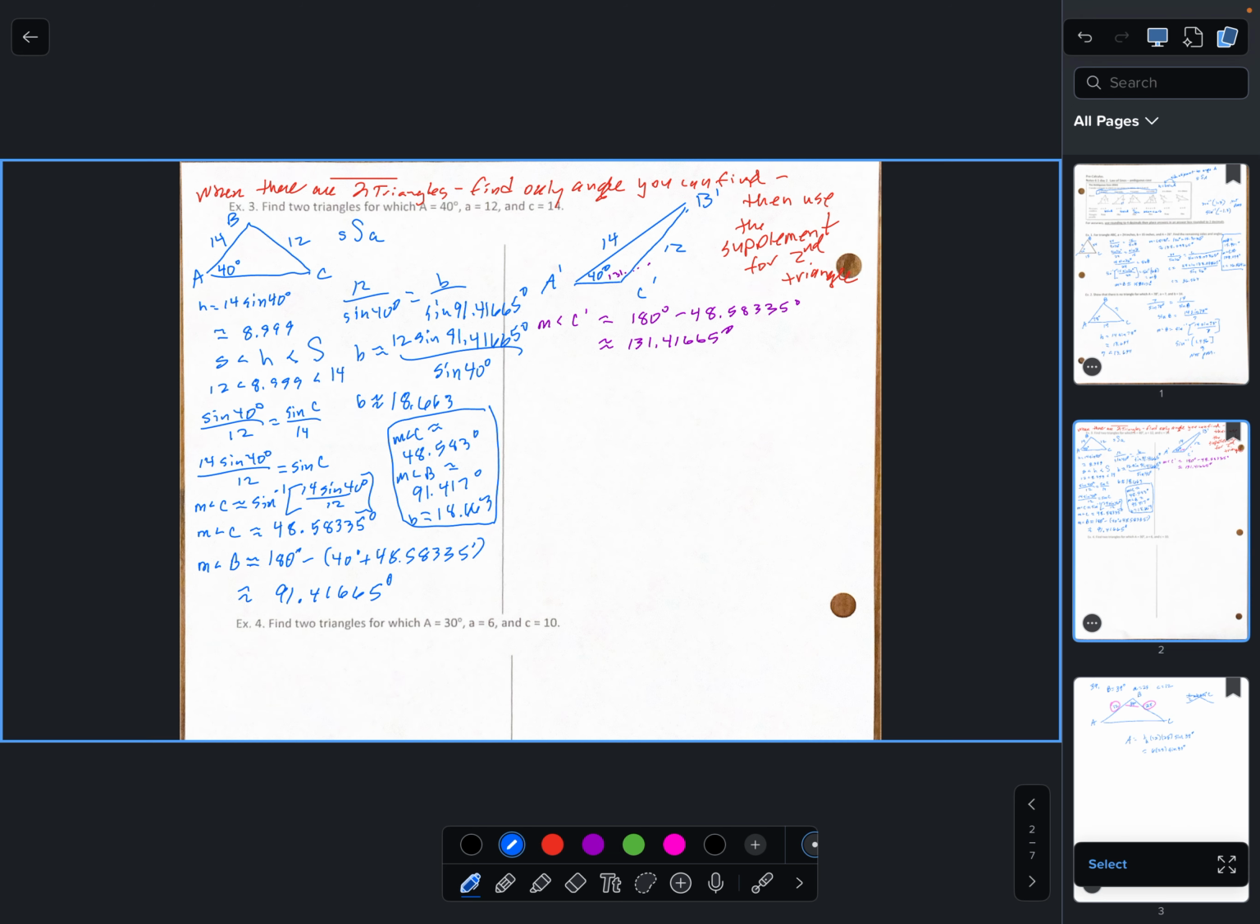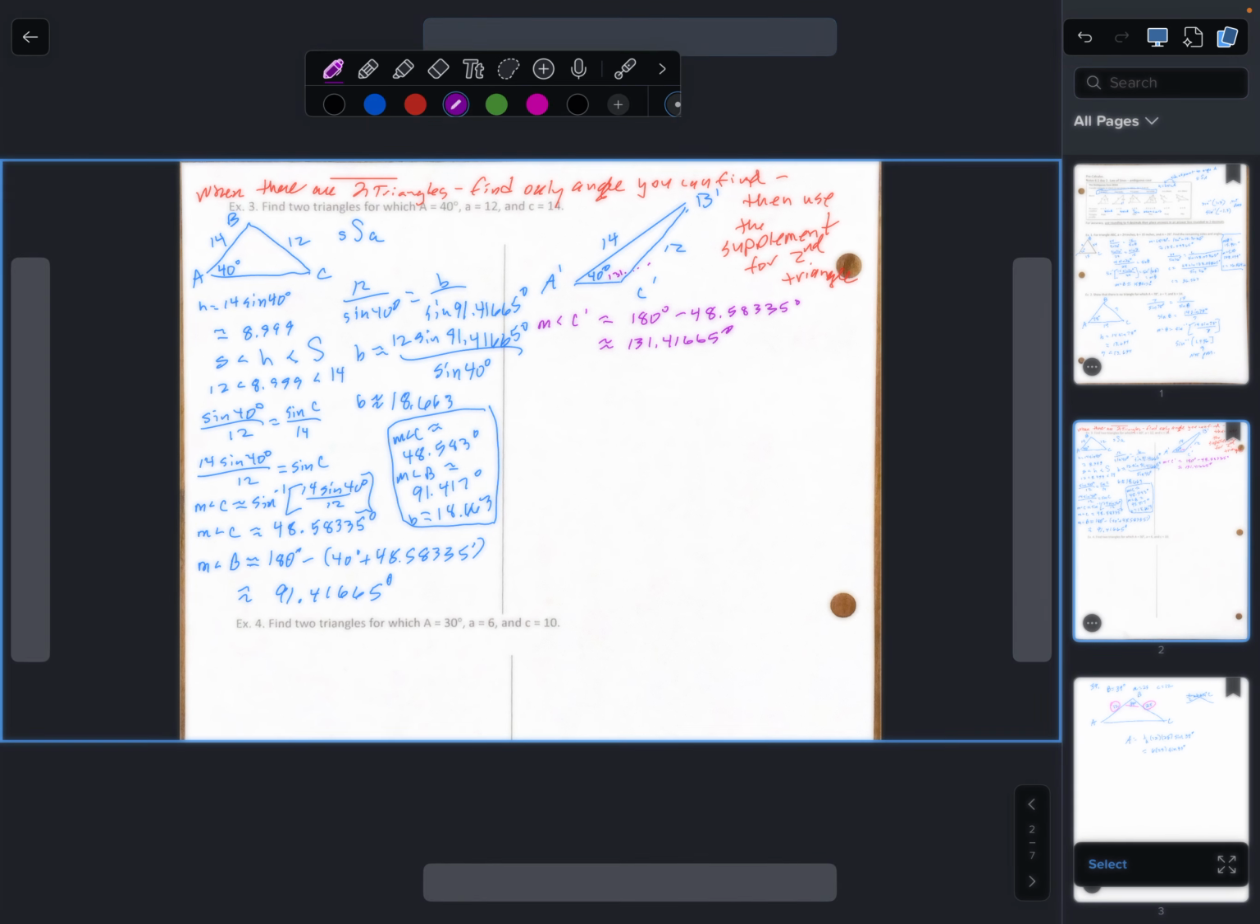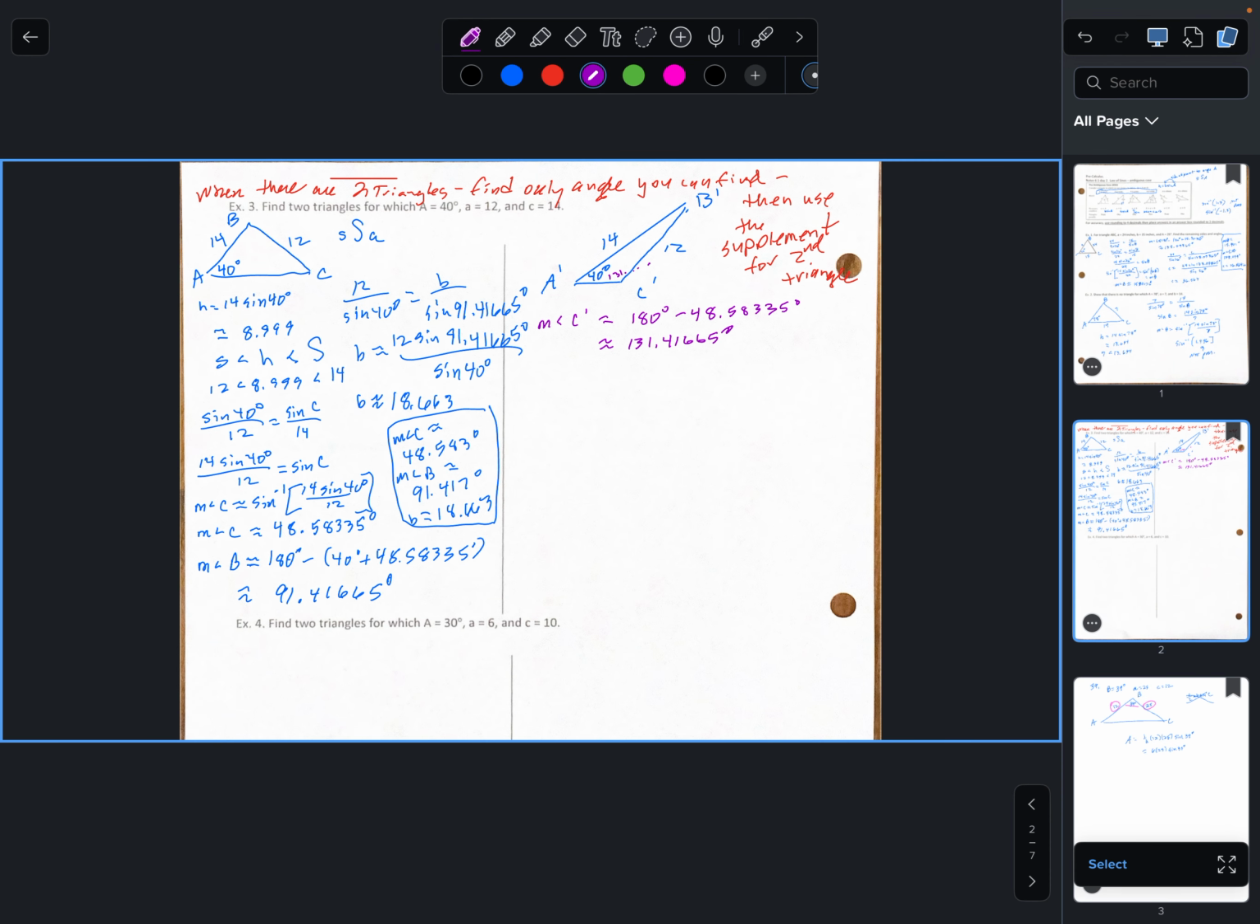So anyways, in terms of the adjacent side times the sine of 30, that's your height. And that's 10 times 1/2, and the height is 5. And so since the height is smaller than the little side is smaller than the big side, 5 is less than 6 is less than 10. There are two triangles.